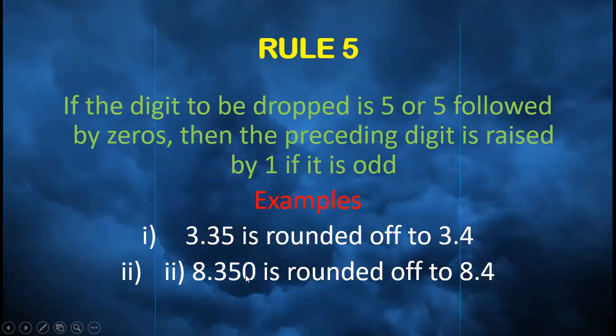Here 8.350. 5 followed by a 0. But the preceding digit is again an odd number. So it is 8.3, which can be added with 1. So it is 8.4. So if the digit to be dropped is 5 or 5 followed by 0, then the preceding digit is raised by 1 if it is odd. These are some of the rules which we have to follow while rounding off a number.